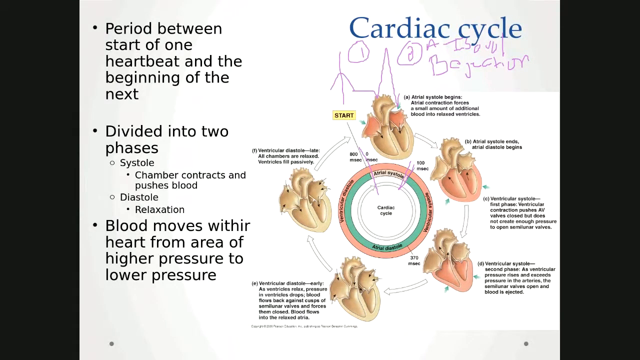When the semilunar valve closes, the ventricle is no longer able to push blood out. The ventricle maybe has a few cells still contracting, but for the most part, most of the ventricle cells are trying to repolarize and relax, and we see a time point of ventricular diastole, time point A, where we're in an isovolumetric relaxation. Okay?